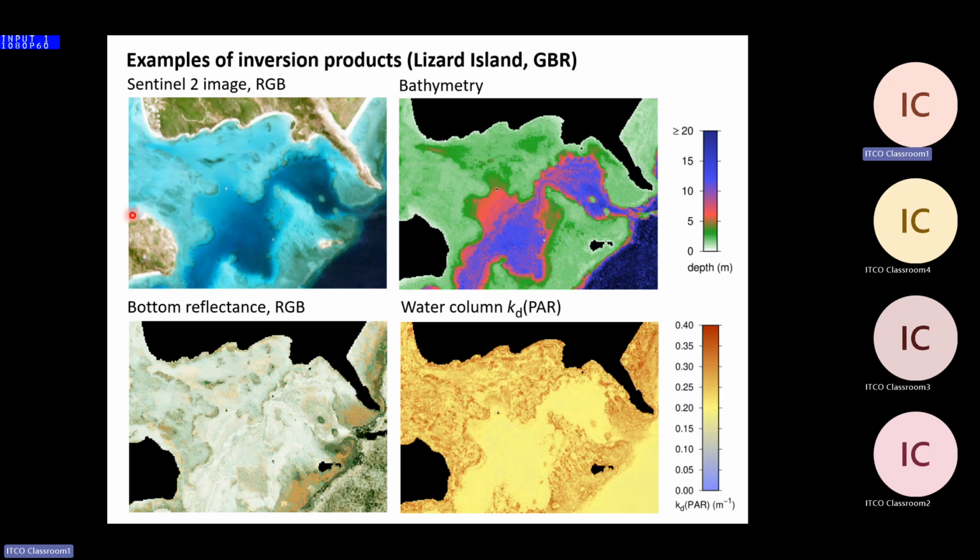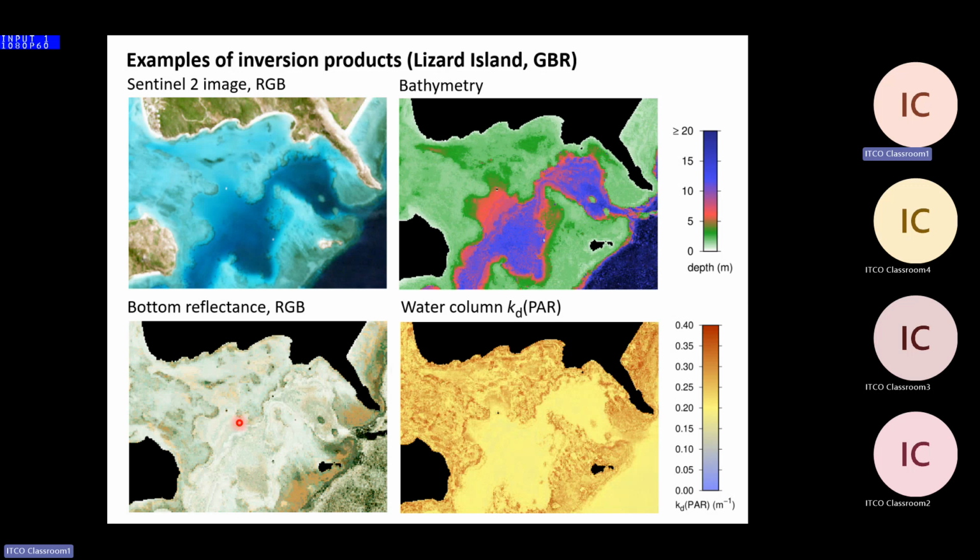So yeah, here it is. Again, same spot, this lagoon here. This is the original image. This is the bathymetry map coming out of this inversion method, and you can see it looks reasonable. Deep water here, 15 meters, and then even deeper over here where it is deep.